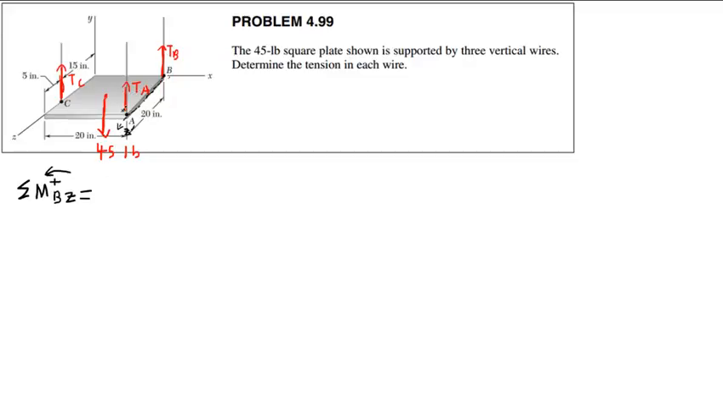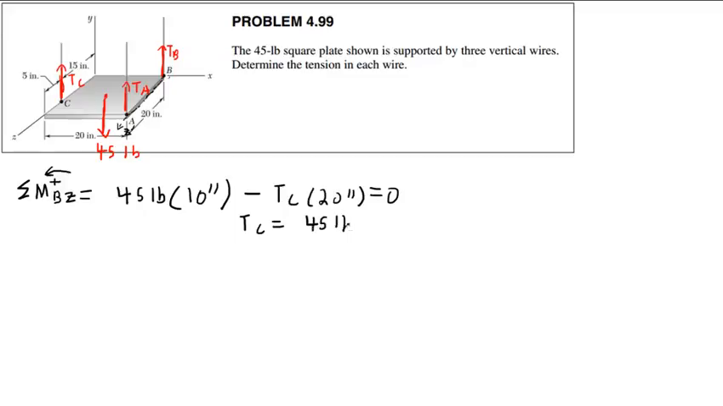So then, if I apply the right-hand rule, I will see that about this axis, this 45-pound force will generate a positive moment, and this TC will generate a negative moment. So I'll have 45 pounds times 10 inches minus TC times 20 inches. All of this is equal to zero. And TC is equal to 45 pounds times 10 over 20, that's 1/2, or 22.5 pounds.